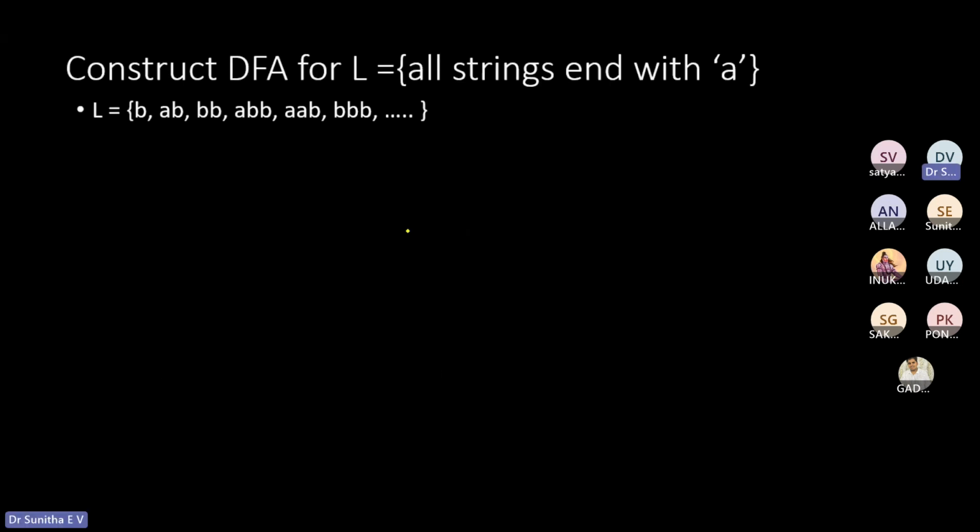Okay, then we can see one more example: construct a DFA for a language which contains all strings that end with A. That means at the beginning we can have any set of A and B, any string, and at the end it should be A. Here we can have any combination of A and B, but the last character should be A. That is the meaning.